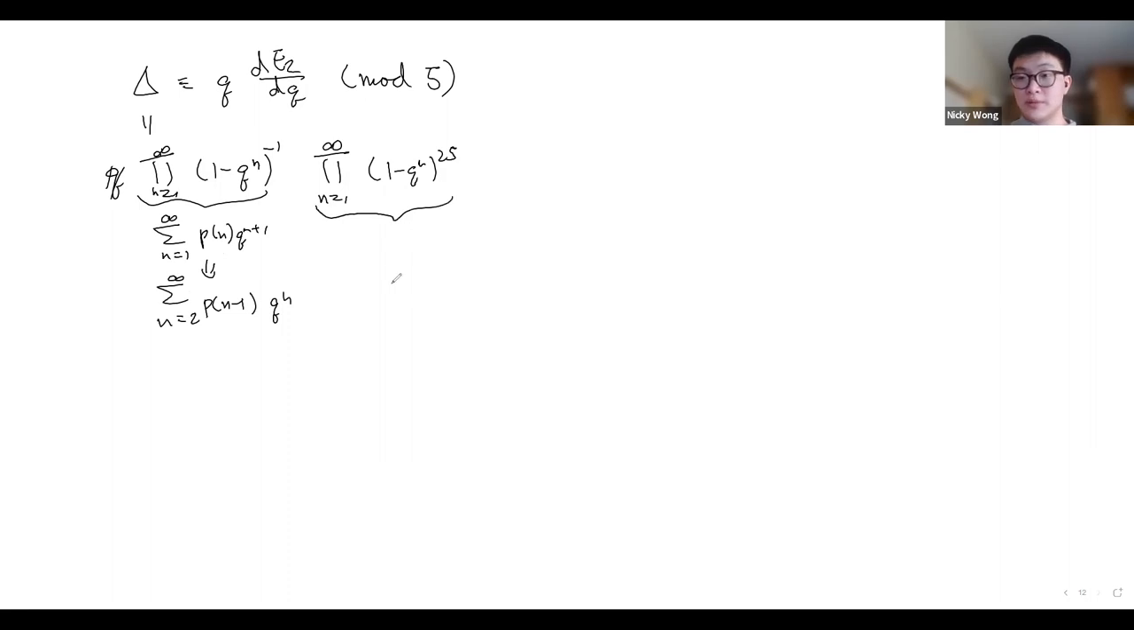But what about this term here? I'm only considering mod 5, and I won't show this explicitly. You can almost try to expand it yourself, although I don't recommend that. So 1 minus q to the n to the 25 is congruent to 1 minus q to the 25n mod 5. The reason is 25 has two copies of 5 in the factorization. So everything from 1 to 24 gets more copies of 5 in the factorization than in the denominator.